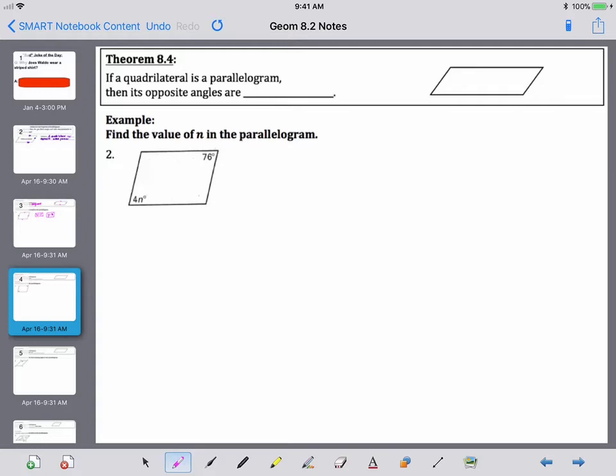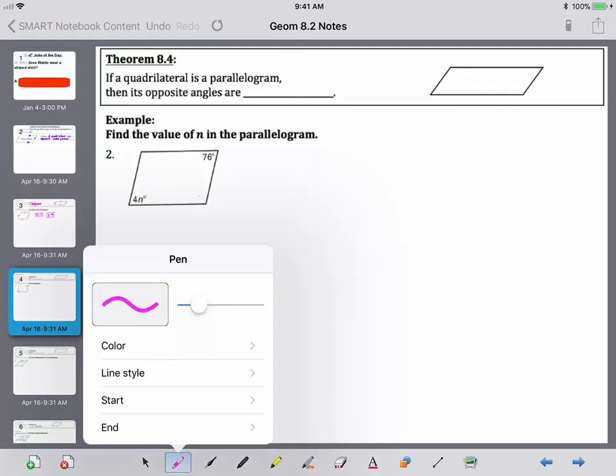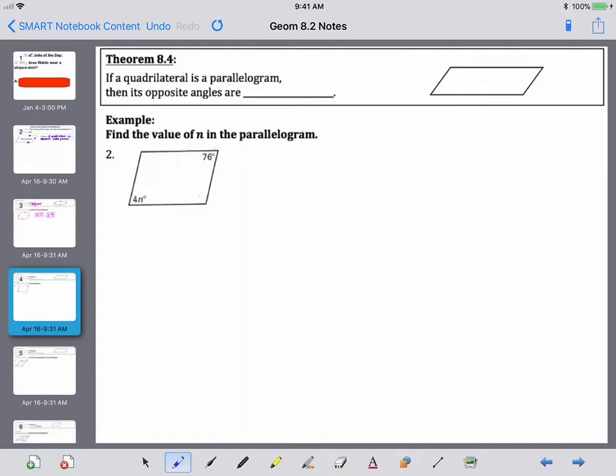Our next example deals with angles. Theorem 8.4 tells us that if a quadrilateral is a parallelogram, then its opposite angles are congruent. So this acute angle here is the same measure as this acute angle here. This obtuse angle is the same measure as this obtuse angle.